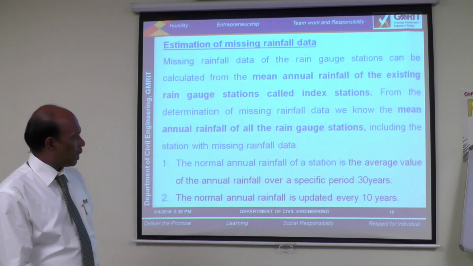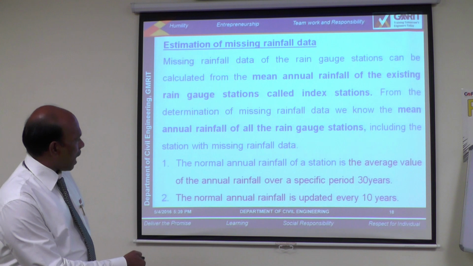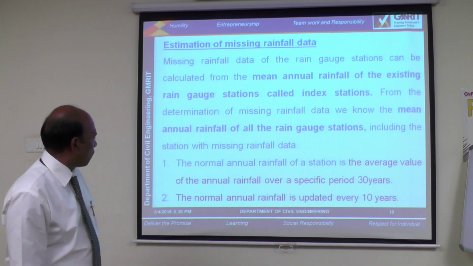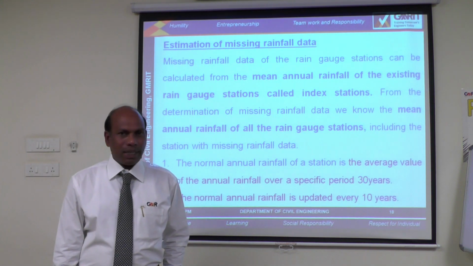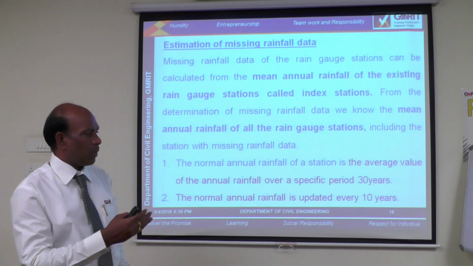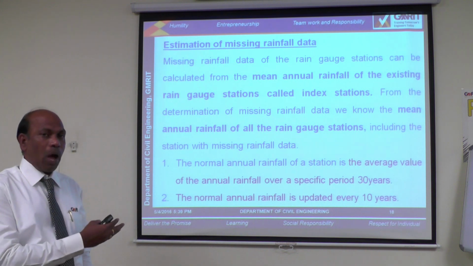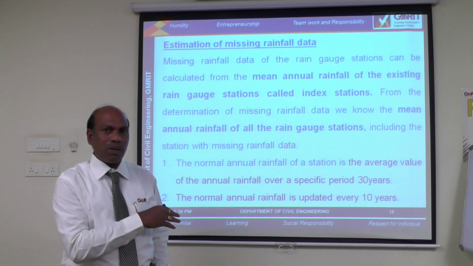Here the mean annual rainfall is nothing but the average annual rainfall of a particular station. One more term used in irrigation engineering is normal annual rainfall, which is the average value of the annual rainfall over a specific period of 30 years. This normal rainfall is also updated every 10 years. It gives a more accurate value as compared with the mean annual rainfall as well as the average annual rainfall.